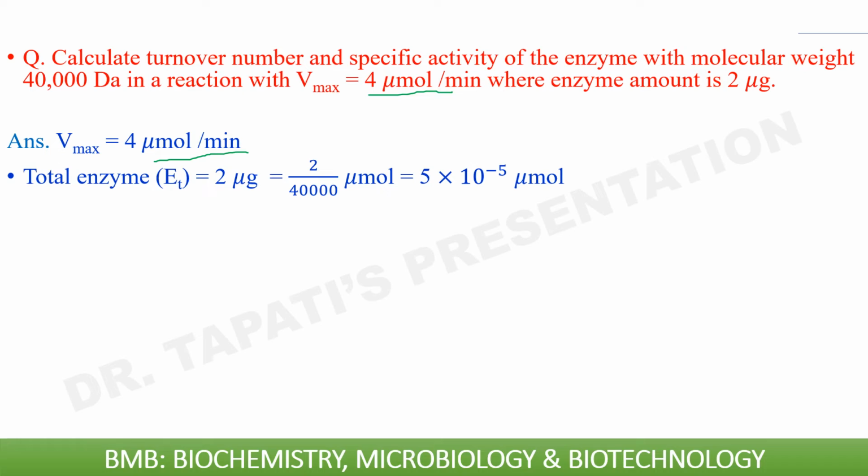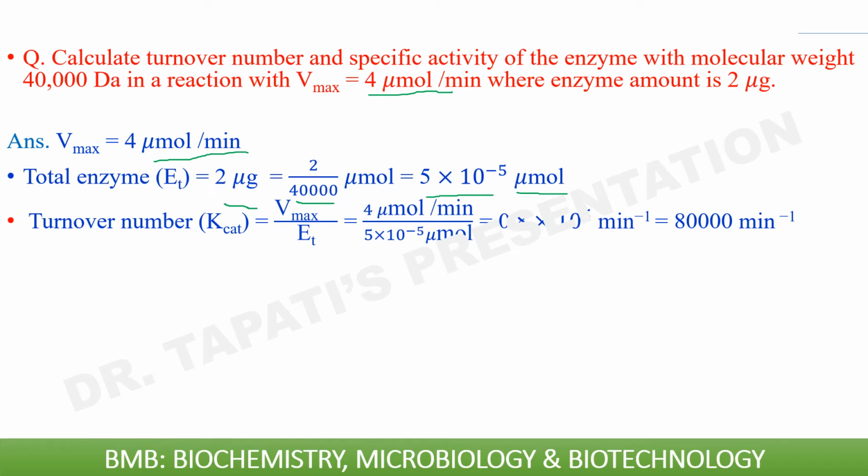Let's calculate total enzyme content, that is ET, which is equal to 2 microgram. If we convert 2 microgram to micromole, then we have to divide 2 by 40,000, that is the molecular weight. So we are getting total enzyme content as 5 into 10 to the power minus 5 micromole.